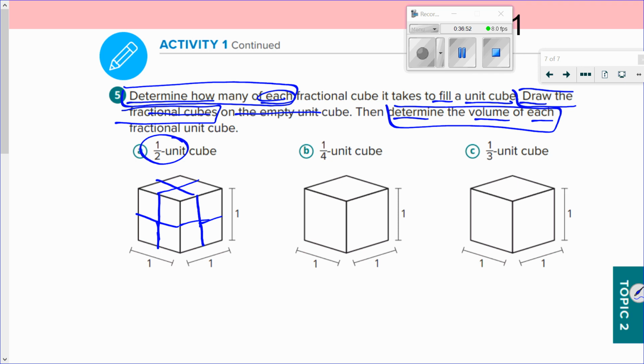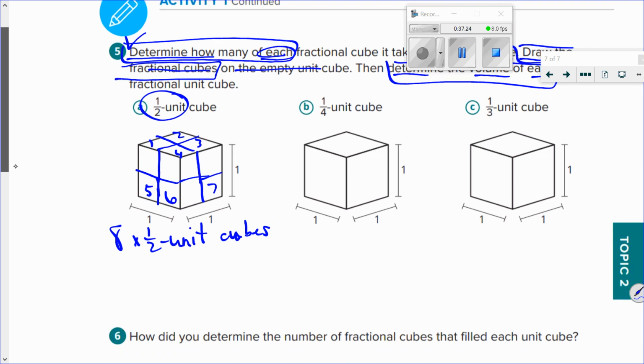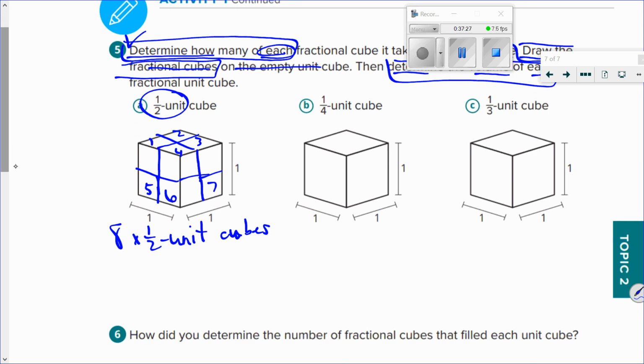If I draw it in, it's going to look something like that. Now I could just count how many cubes do I now have that fill this 1 unit cube. 1, 2, 3, 4, 5, 6, 7, and then the one I can't see in the back would be 8. So I need 8 1/2 unit cubes. So that answers the first part. I've already done the drawing, I've done the second part, but I haven't done the volume yet. So the volume is 1/2 by 1/2 by 1/2, correct?